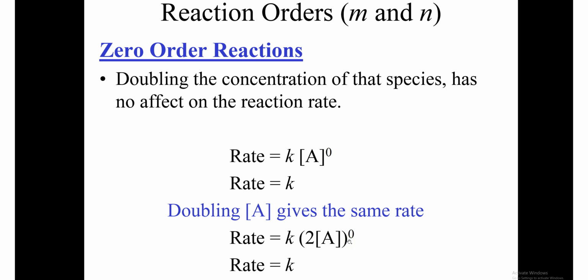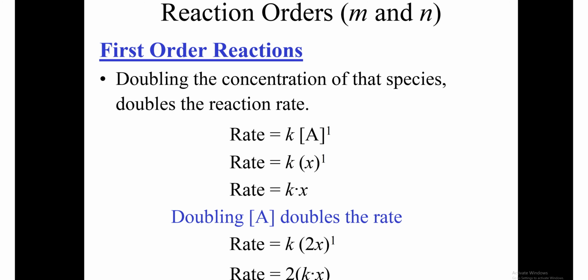Alright, so a 0 order reaction revolves around this idea that doubling the concentration would actually have no effect on rate. So if I raise this to the 0 power, you can see that rate gives you k. And if I want to do it mathematically and I double the concentration on the inside and still raise it to the 0 power, you can see that this whole thing turns into a 1, which means that the rate is going to equal k, which we already know is a constant. So there's no change in that.